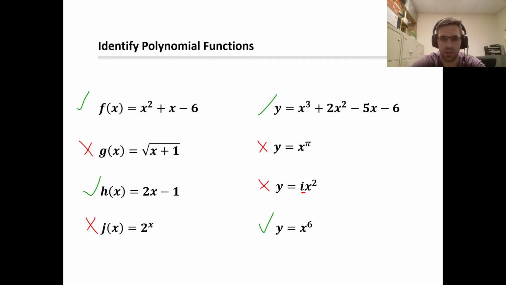Okay, so some examples here. We have examples and non-examples of polynomial functions. f of x is a polynomial function. We have x squared plus x, which would be to the power of 1, minus our a_0 term, or our constant, minus 6. g of x is not a polynomial. That's a radical function. h of x is a linear function, and a linear function is an example of polynomials because it's in the form where we have a coefficient times x to the power of 1 minus our constant. So this one is a polynomial.